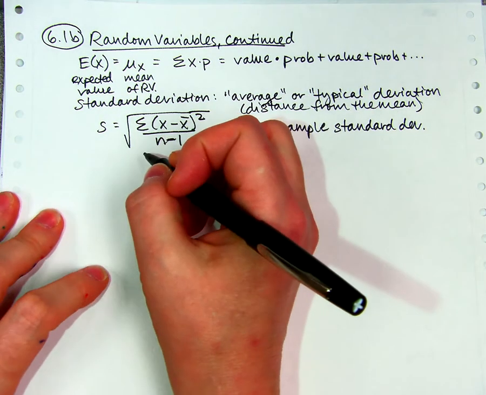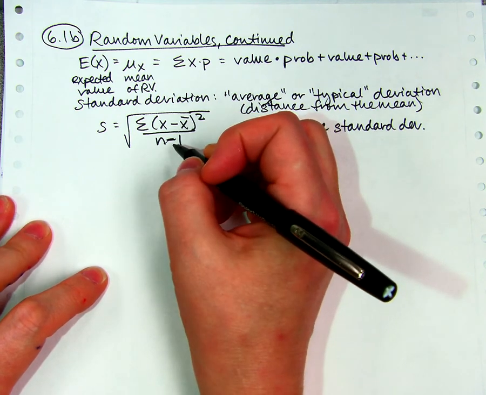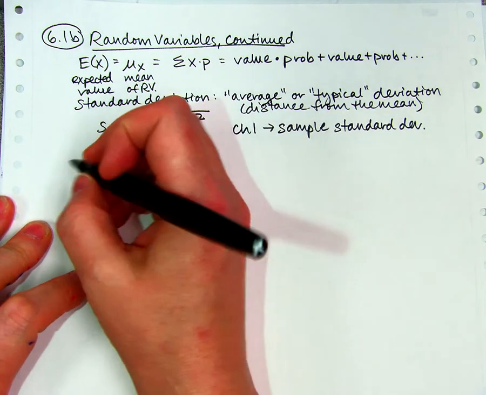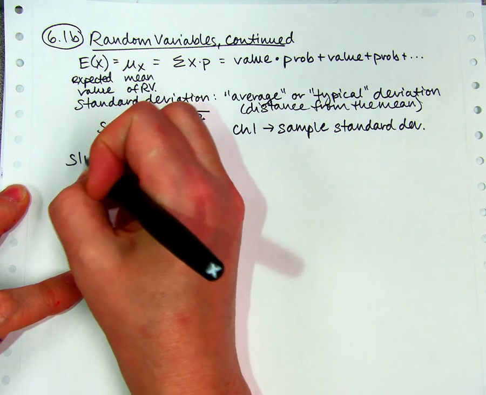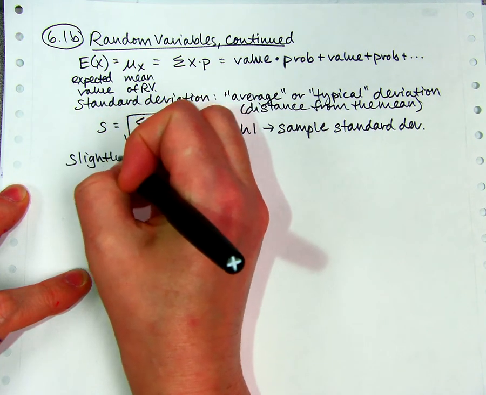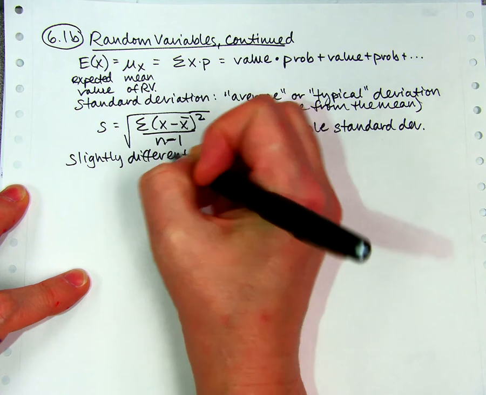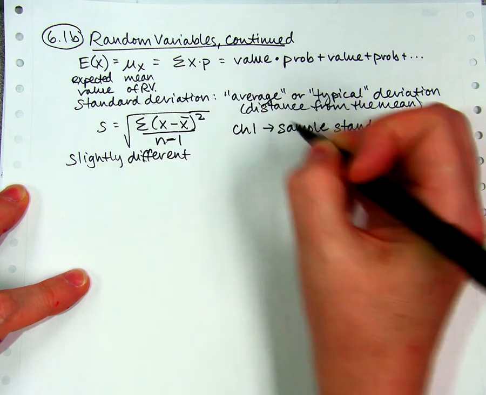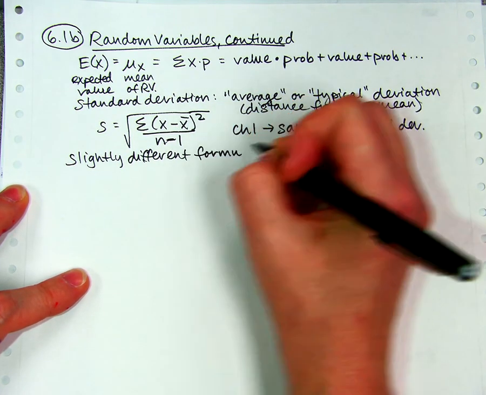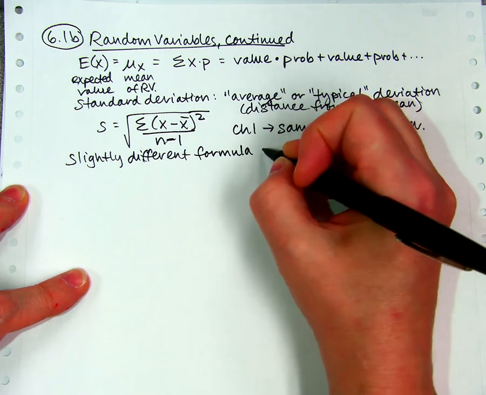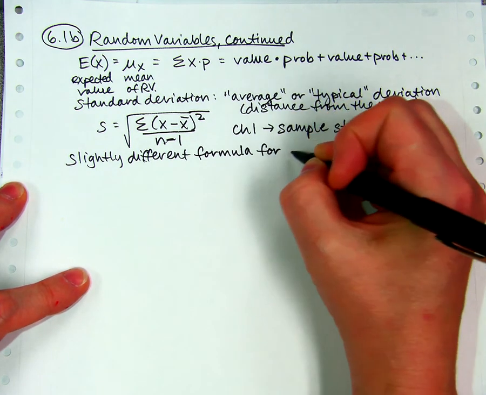What I want to tell you is that with a population, you divide by n instead of n minus 1, which kind of makes more sense. It's more of a traditional average. So we're going to talk about a slightly different formula. Not much different. And I purposely put the chapter 1 formula here so we could compare them. A slightly different formula that we use for a probability distribution or a random variable because it's based on a population.